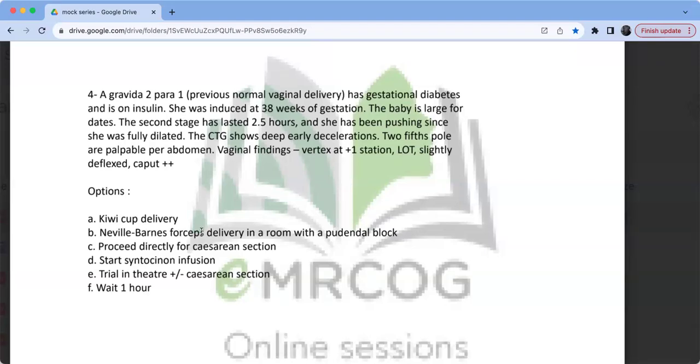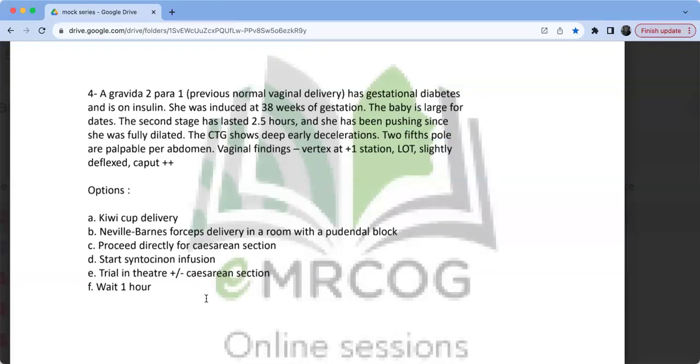Can I go for assisted vaginal delivery in this case with the 2/5 palpable and this finding? No, right? So I will proceed to cesarean section. So the answer is C, cesarean section.